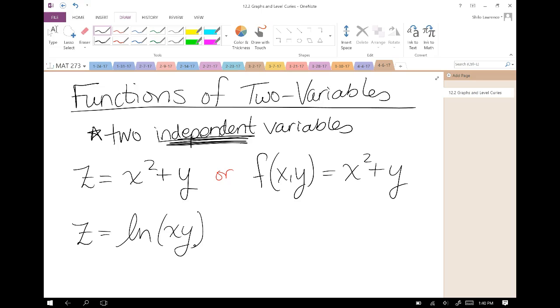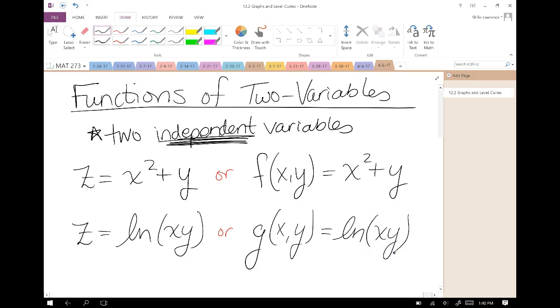Z equals the natural log of xy, just another example. A function of two independent variables. We get to choose what we plug in for x and y, and then once we plug them in and do the calculation, it spits back a z value for us. So we could write it as z equals, or we could write it in function notation. And since there's two independent variables next to the function name, we indicate what the independent variables are in that function. So it says x comma y next to the function name.